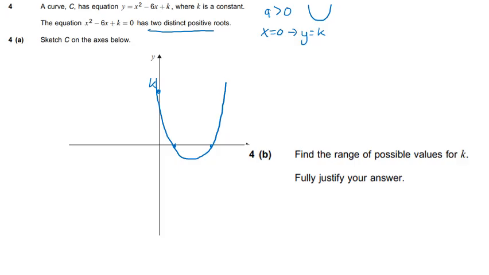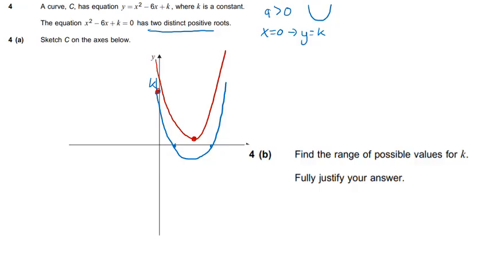Right, find the range of possible values for k and justify your answer. Okay, so k is where it crosses the y-axis, it's the y-intercept. If we increased k, then what would happen is the curve would go up and up and up. And then eventually you'd get to a point where the graph wouldn't cross the axis anymore.